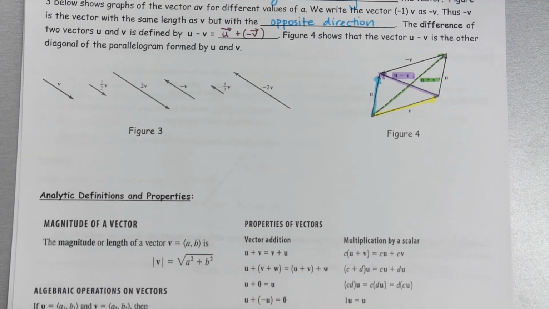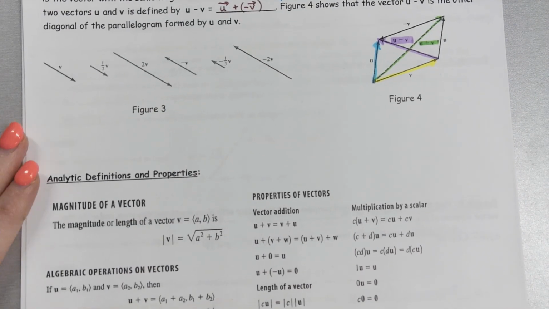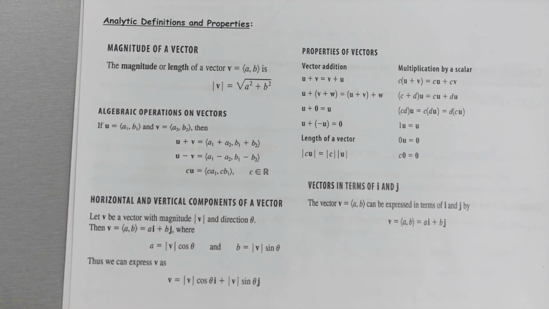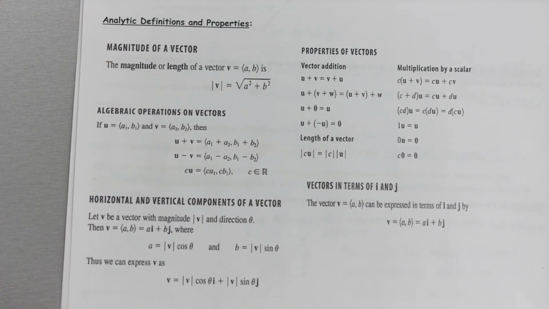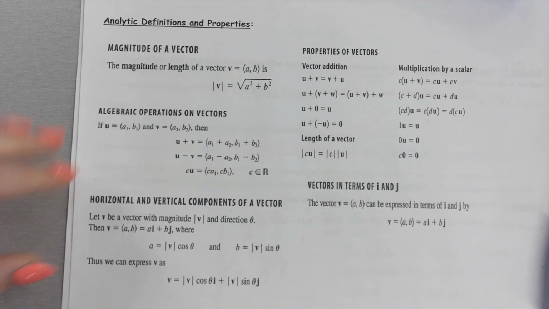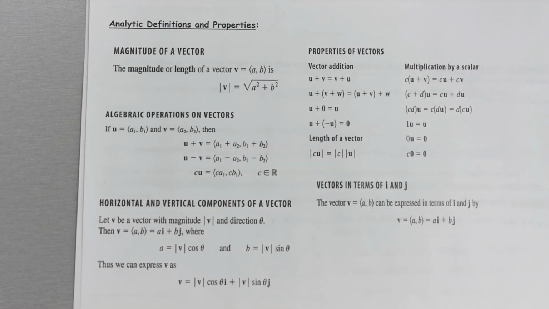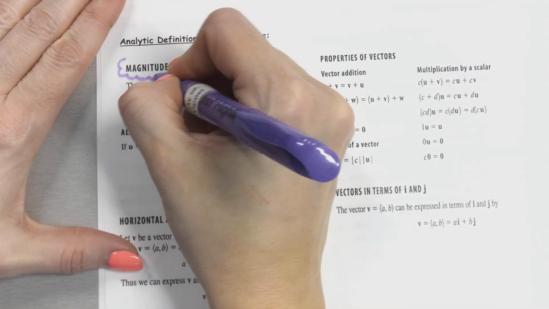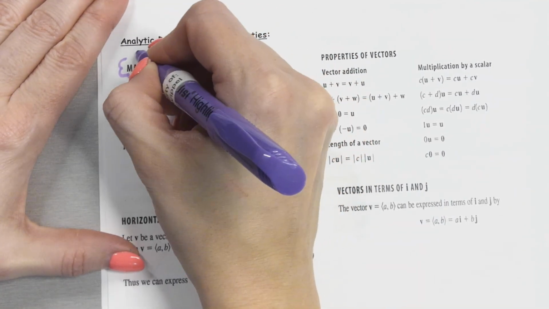So there's a lot of different properties here that are listed in your book, but I feel like a lot of them are just going to come naturally to you. So I put them on here so you could look at them. The main one we're going to focus on is the magnitude of a vector.